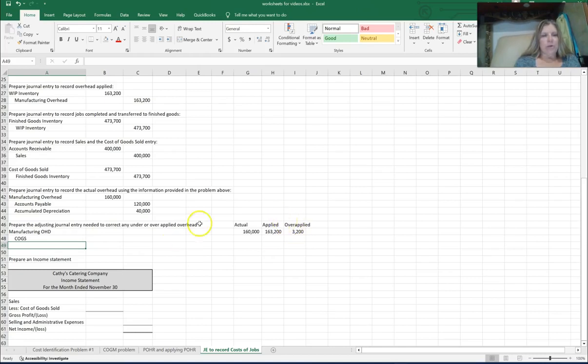So if you're over applied, you're going to debit manufacturing overhead and credit cost of goods sold. If you're under applied, you're going to do the opposite. You're going to debit cost of goods sold and credit manufacturing overhead. So we said that was $3,200.